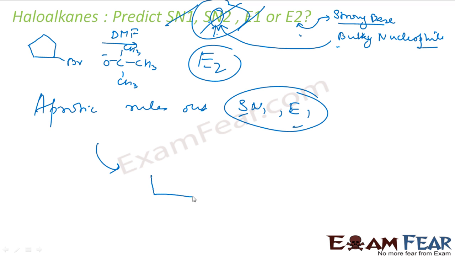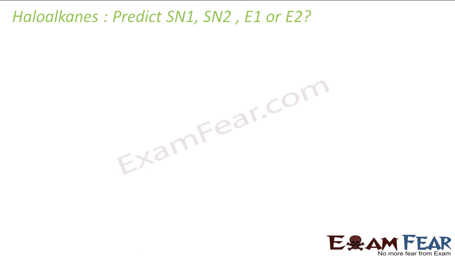That means the product will be something like this. This will be my product. This is a single bond. So let me draw it clearly. This will be the product. Correct. Let's take some more examples now.